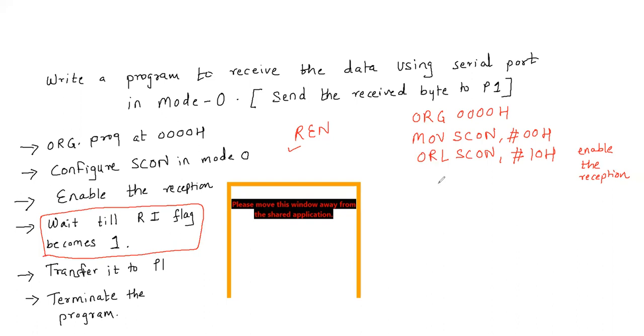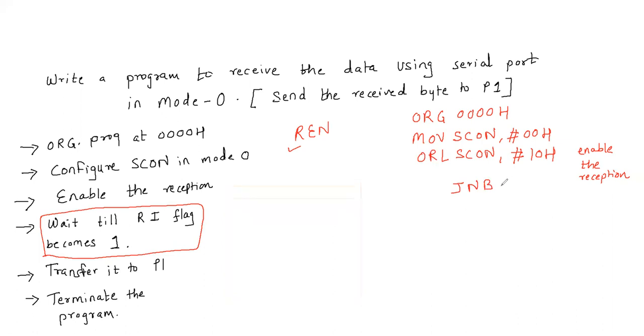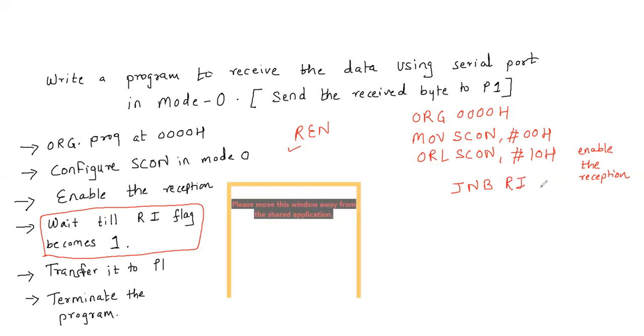For that, we write an instruction where we check the RI bit. Again, we are using the RI bit from the SCON register. It is a bit addressable register, so to check whether the bit is 1 or 0, we write the instruction JNB, jump if not bit, and the bit is RI, to wait. What does it mean? Wait till the entire 8 bits are received.